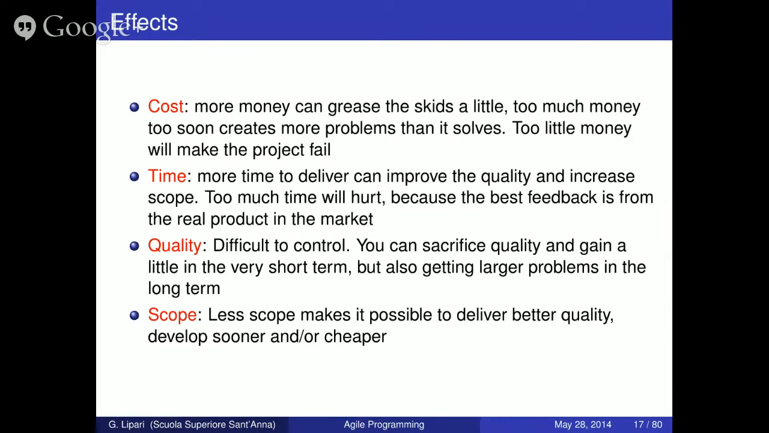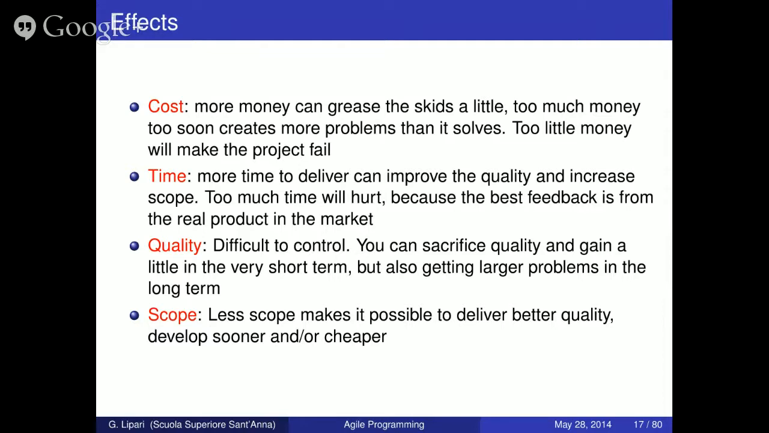Quality is very difficult to control, because the quality depends very much on factors that the manager cannot really control. Sometimes the manager can say, okay, don't spend too much time on the quality of the software, because we need to do that very, very fast. Okay, so the programmer starts writing a very bad amount of code so they can go faster, but then of course at the end you get into larger problems, because low quality software is difficult to maintain.